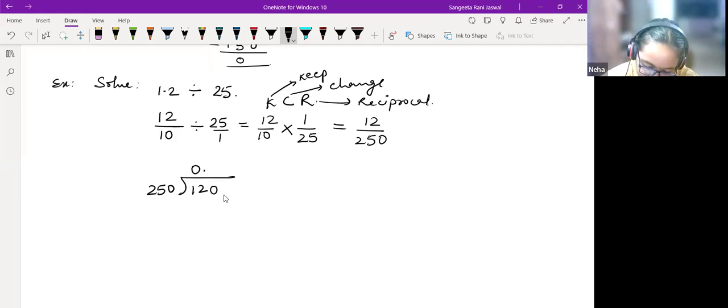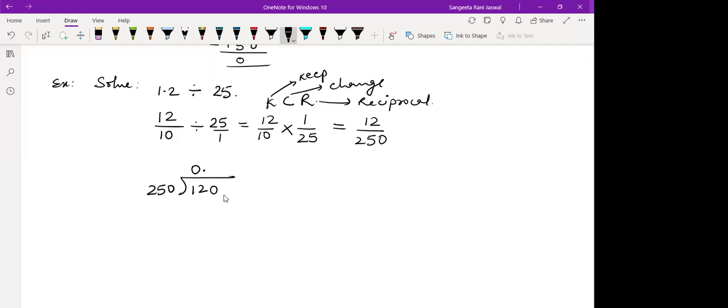Then 120 cannot go further. Now you will put 0. We put a decimal and we added 0 here. Right? Now this is 1200. Now this can go, if we put 4 here, this will be 1000, 200, and we take one more 0, 3000.